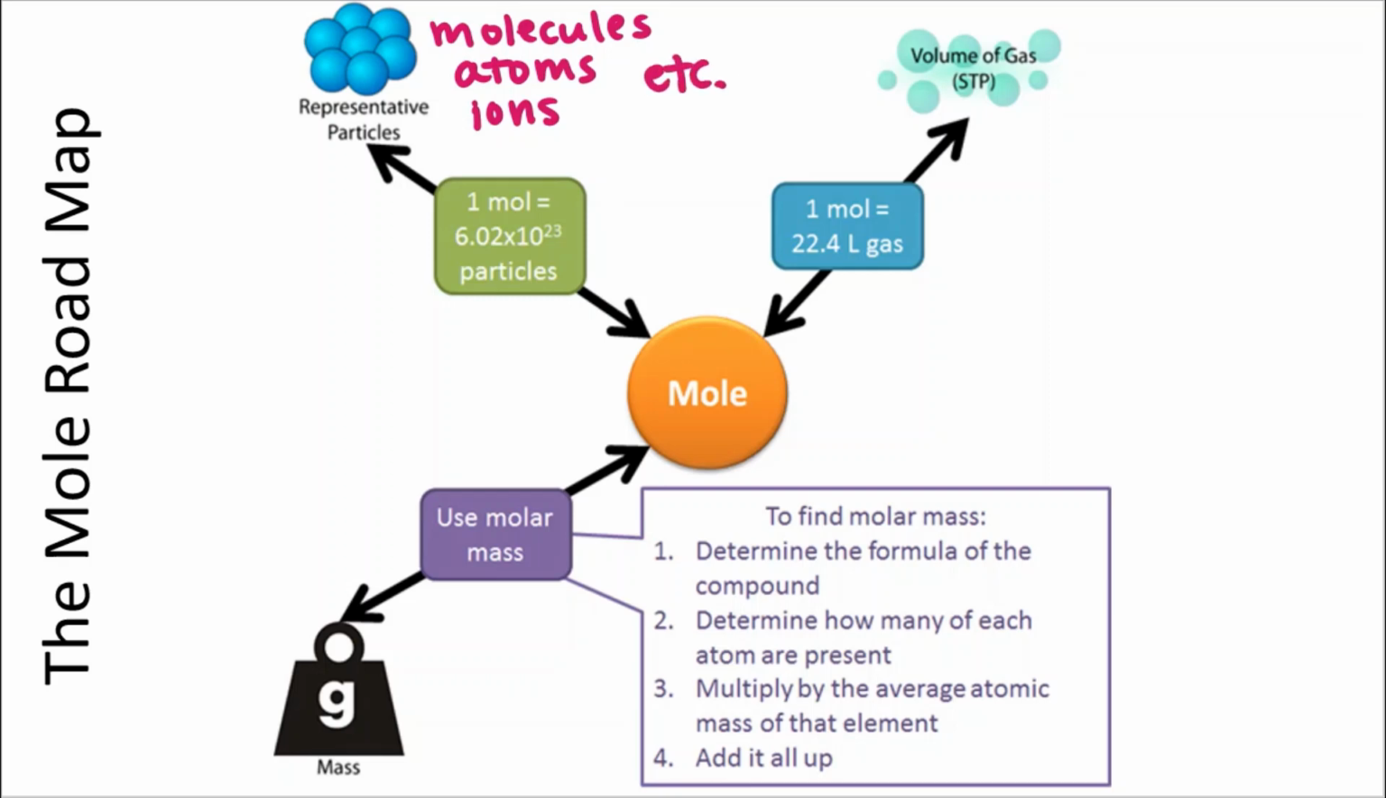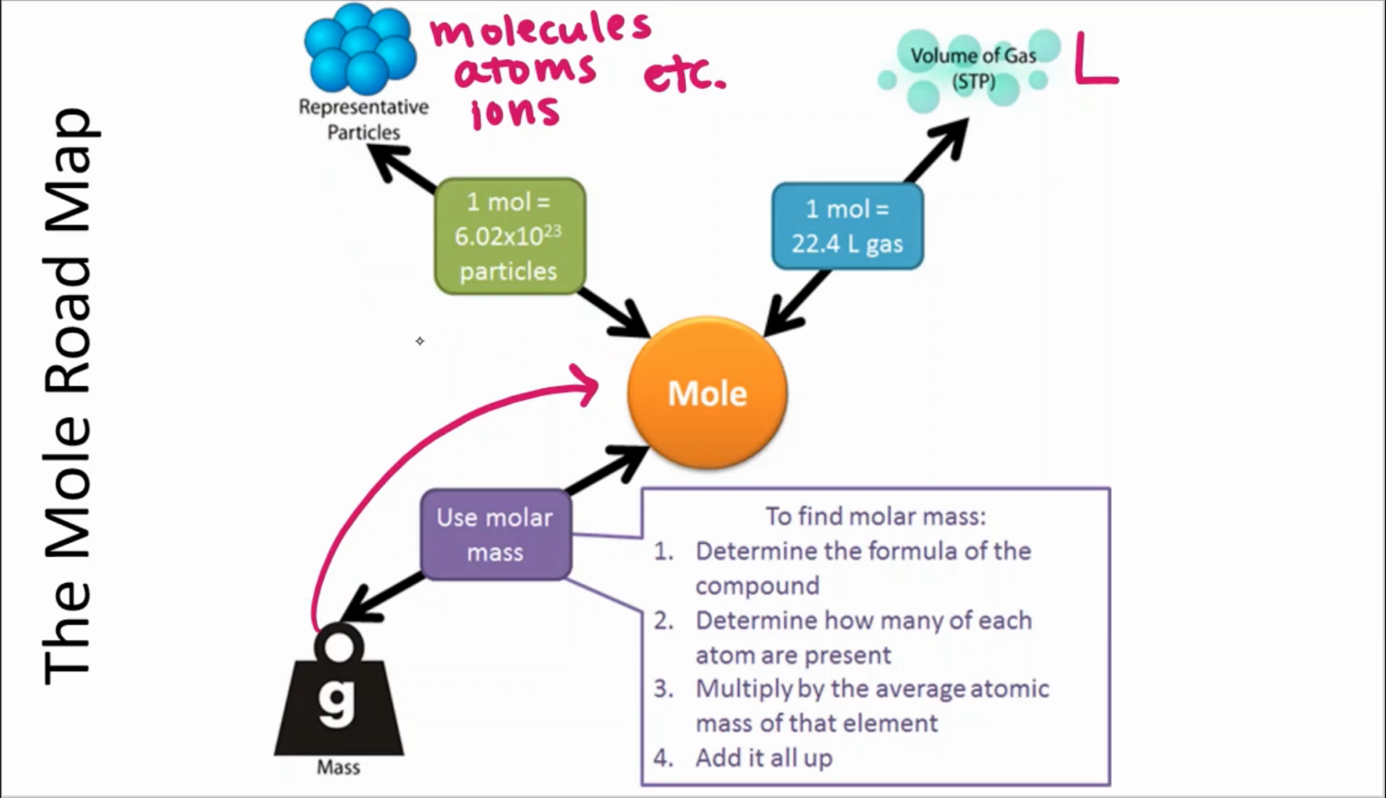We also have volume for gas, which we measure in liters, and we measure mass in grams. What this is showing you is that, let's say I have 10 grams of hydrogen, and I want to know how many molecules that is. I can't go from grams directly to particles. I need to first change grams into moles, and then change moles into particles.